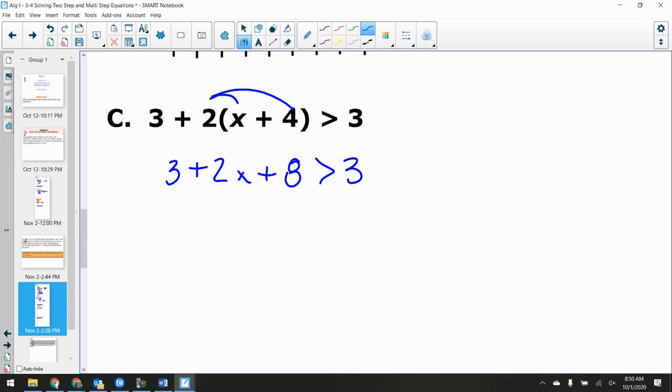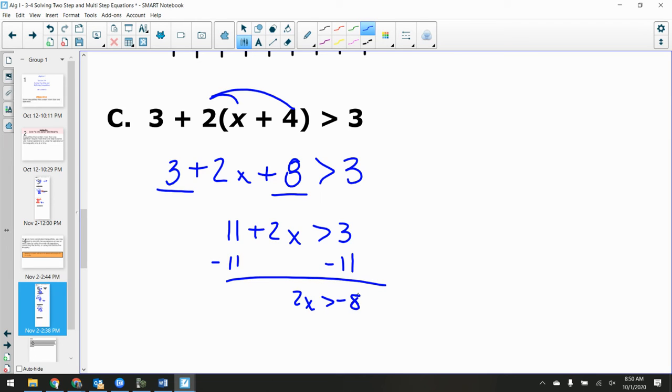Okay, now what do we do? We did the distributive property, now what do we do? Go ahead. Combine like terms. I've got a positive 3 and a positive 8 come together to make 11. And now this is a nice 2-step inequality that we can solve. Subtract 11 from both sides, and I see 2x is greater than negative 8.